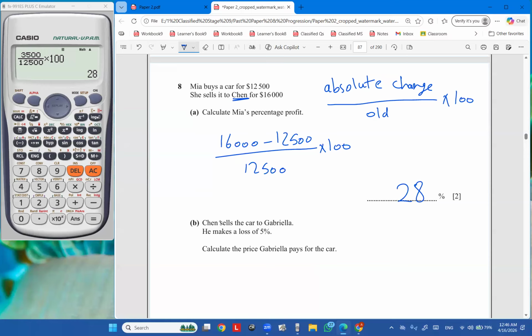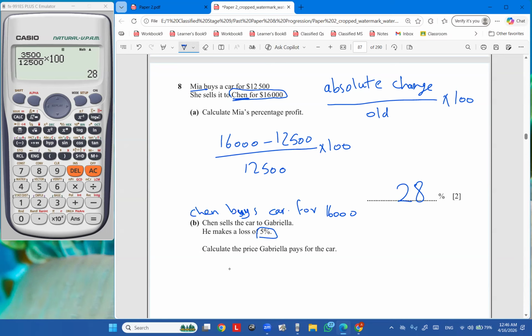So Chen actually gets the car for what? Chen buys the car for 16,000. This is the price that he took it from Mia. Okay, so 16,000, but he sells the car to Gabriella. He makes a loss of 5%. This is unit 3, which is the percentage decrease. So here, how are we going to answer this?